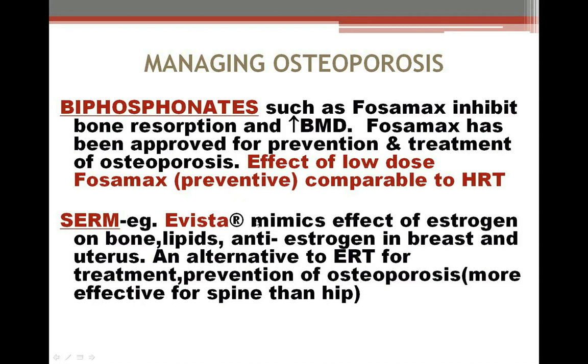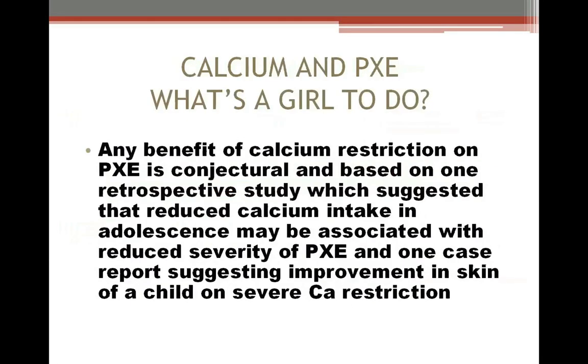There is Boniva, which is given once a month. There is Reclast, which is given once a year. There are other ways of giving it if it can't be tolerated well by the stomach. And we talked earlier about Evista, the hormone which mimics the effect of estrogen on bones and acts as an anti-estrogen in the breast and uterus. This may be helpful as well. It's more effective for the spine than the hip.